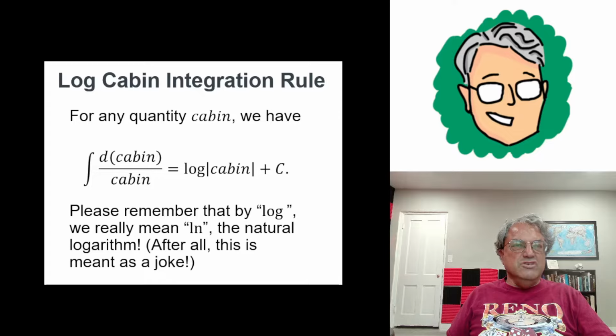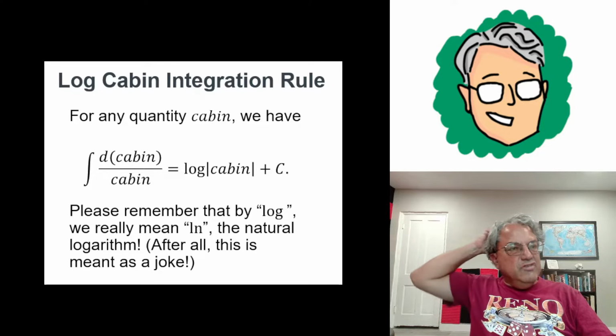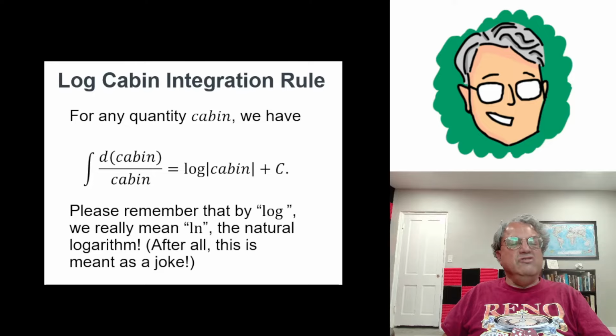There's no good reason we still use log for base 10 logs. It's a little bit archaic. And as a matter of fact, when you get into advanced math, sometimes people don't even bother writing ln anymore. They just write log, and it's always understood that they mean the natural log. So anyway, the rule is the integral of d cabin over cabin equals log.